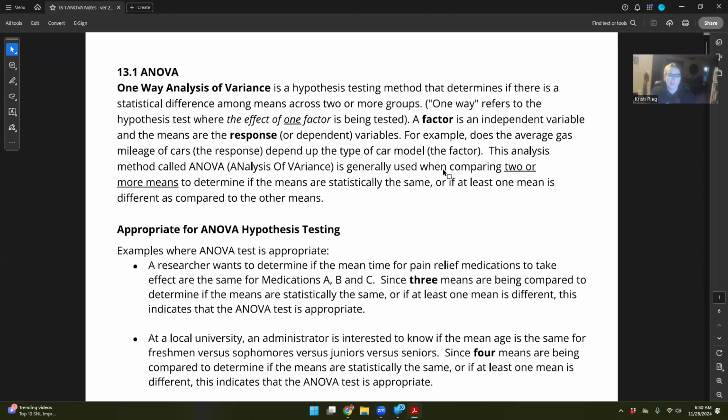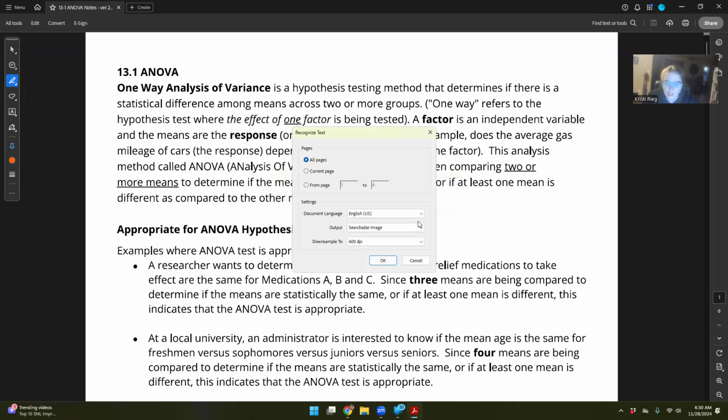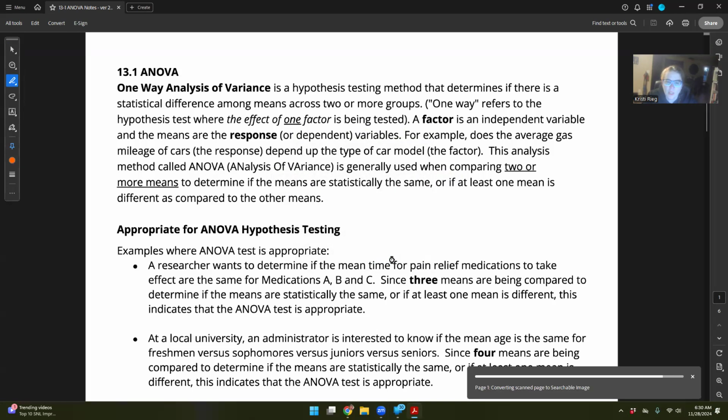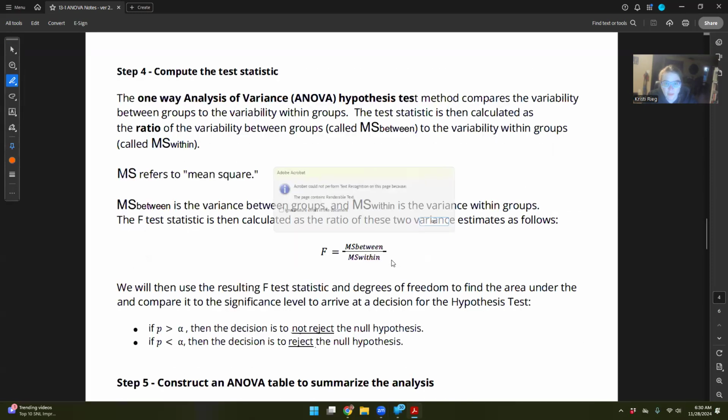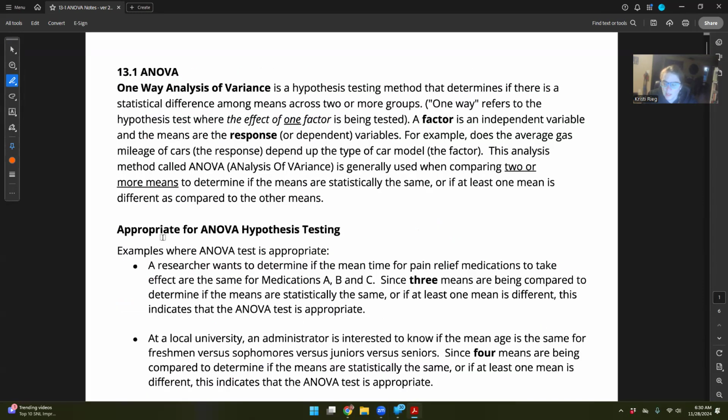Okay, so here we have ANOVA testing. ANOVA stands for the analysis of variance. And so what we're going to be doing is comparing means, two or more means specifically.